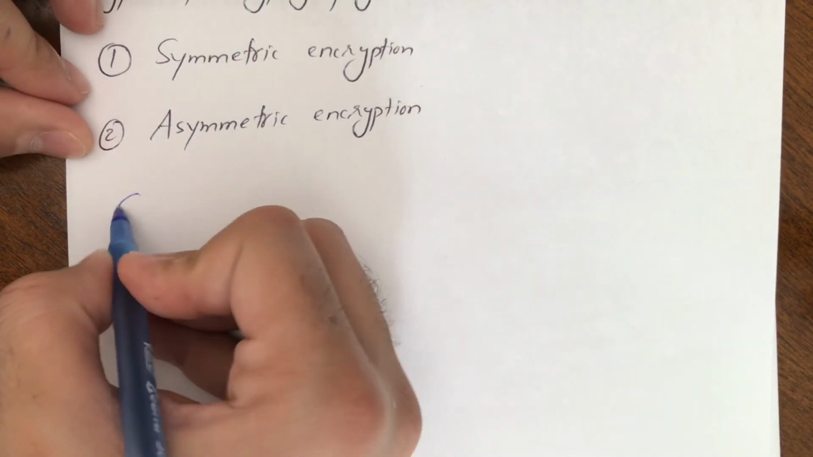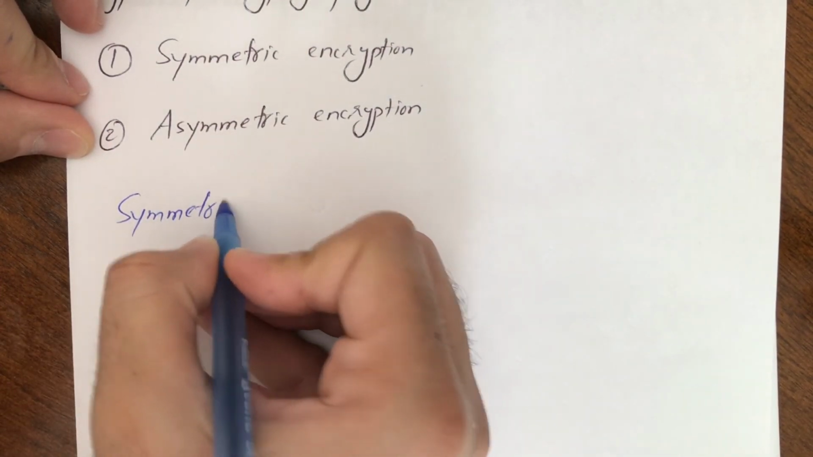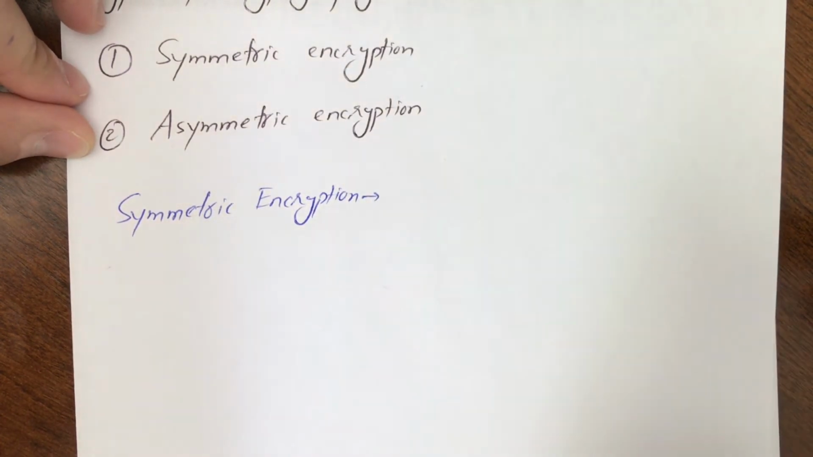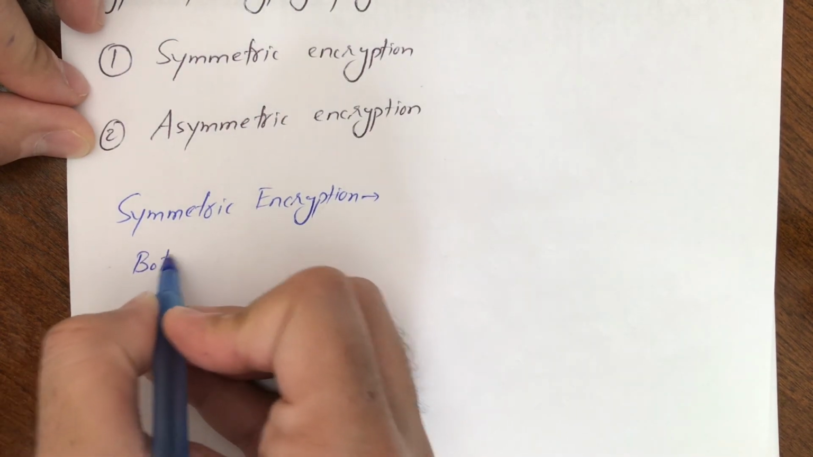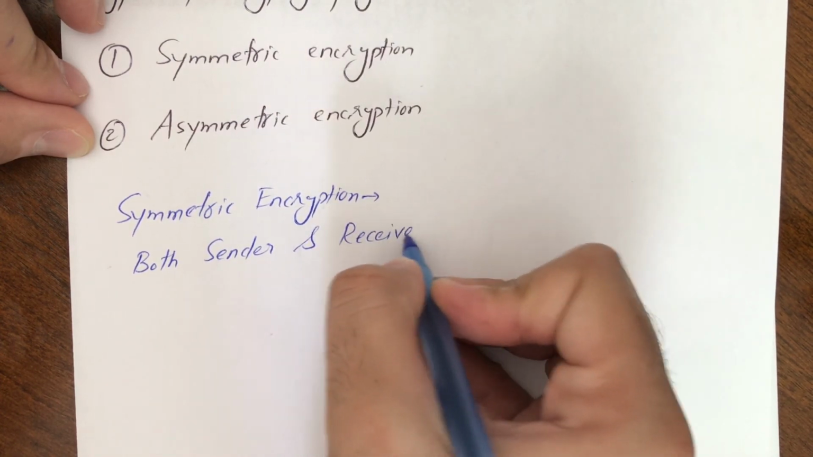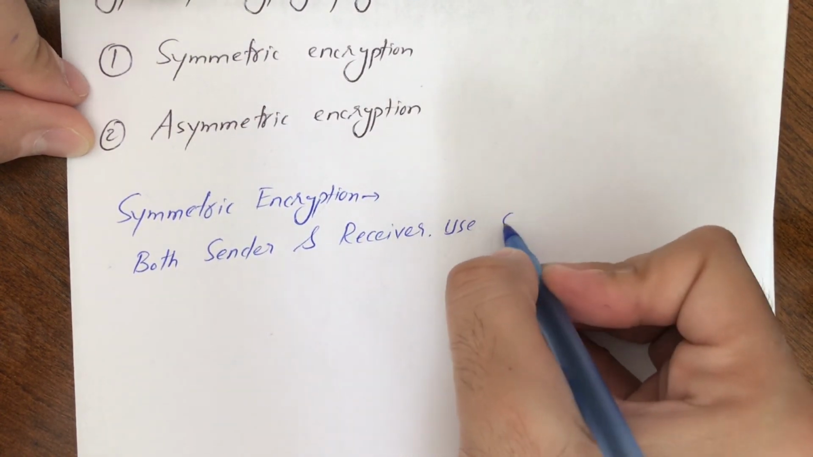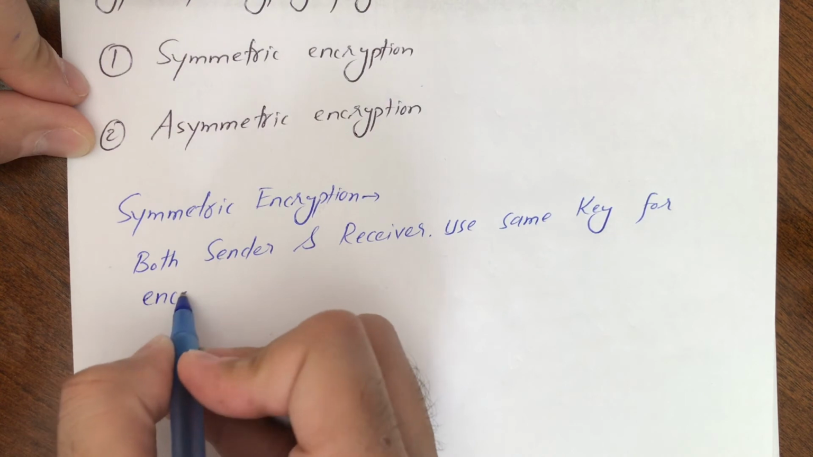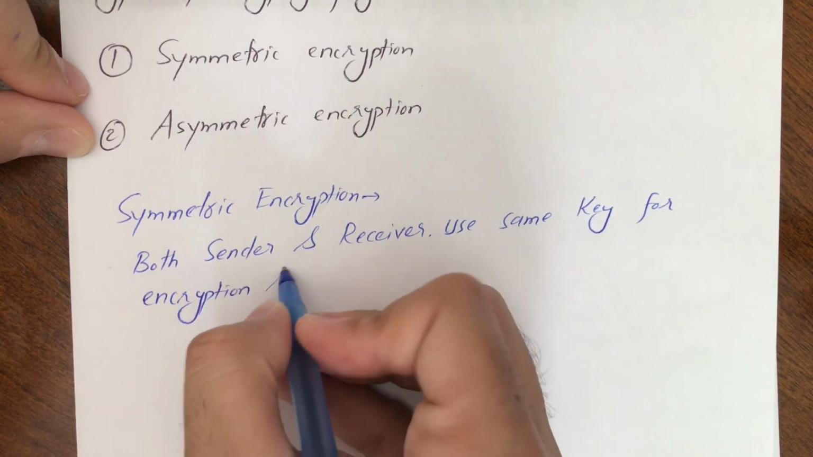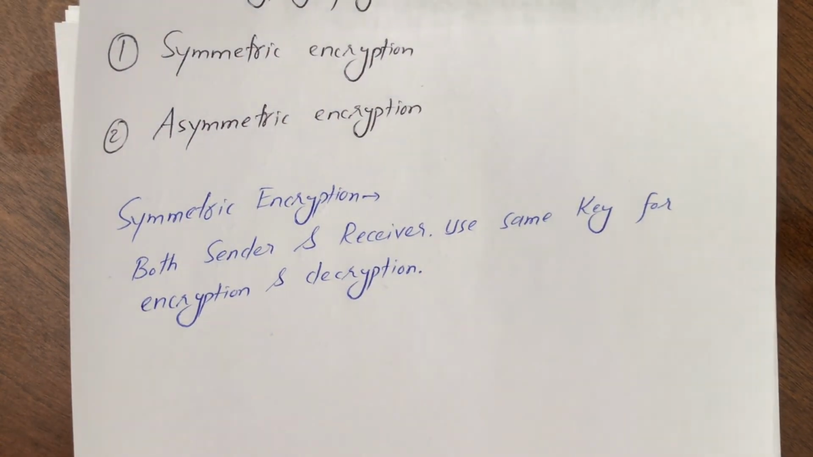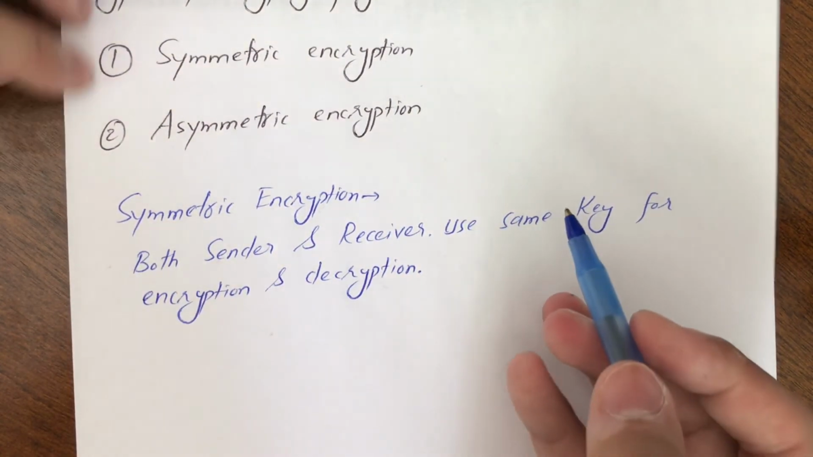As I mentioned earlier, symmetric encryption is where both sender and receiver use the same key for encryption and decryption. So if you use the same key for encryption and decryption, that is basically symmetric encryption. Remember the example of the XOR gate and all that stuff that we discussed. Those were examples of symmetric encryption.